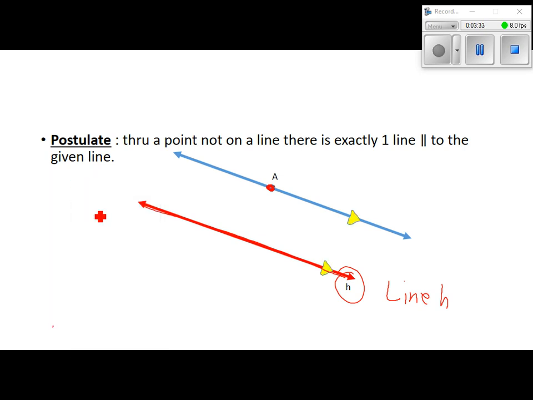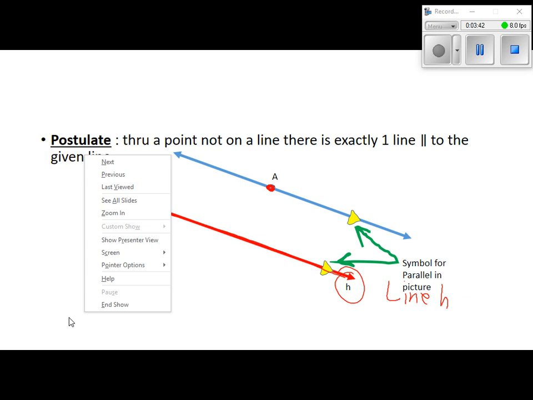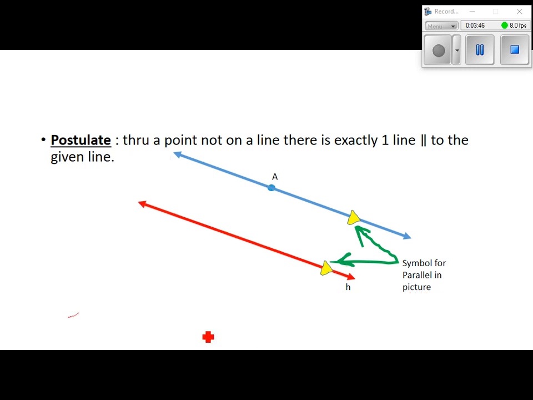These arrows tell you, those are the symbols for parallel when you're looking at something in the picture. So when you're looking at something in the picture, they'll put extra arrows somehow on the lines, and that tells you that they're parallel.